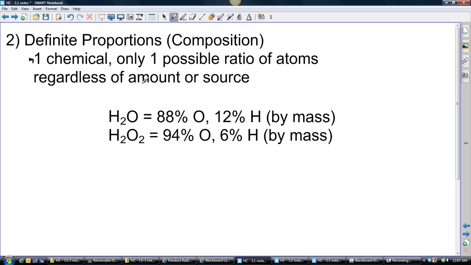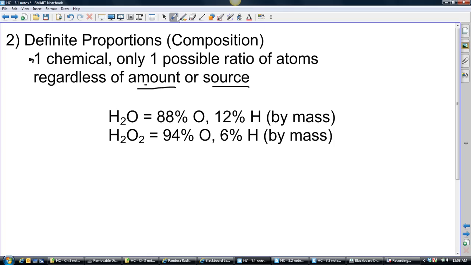What I mean by that is you can't have what we think of as water, H2O, in multiple proportions of hydrogens and oxygens. Okay? There's only one possible ratio, only one possible combination, and it's independent. It doesn't matter what the amount of the chemical is or where the source is.